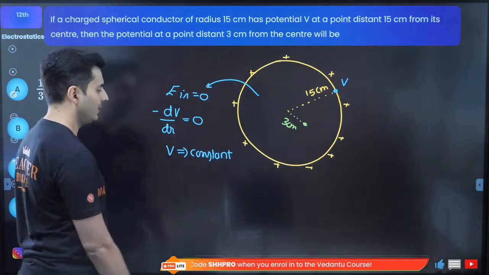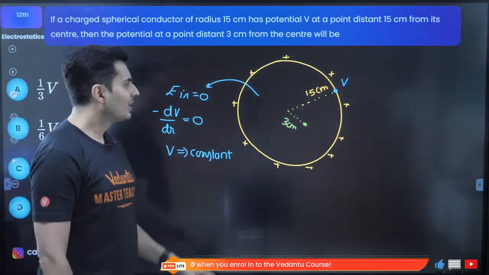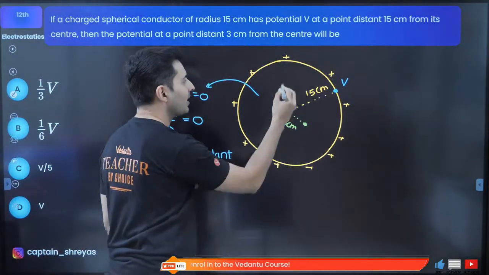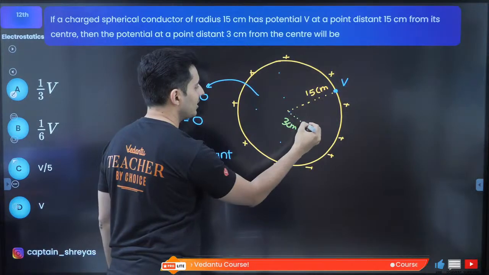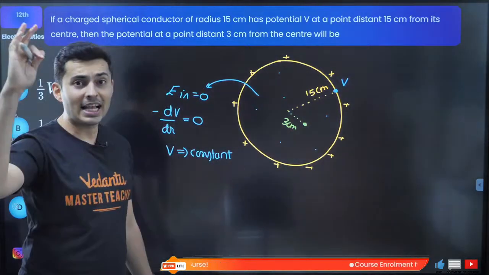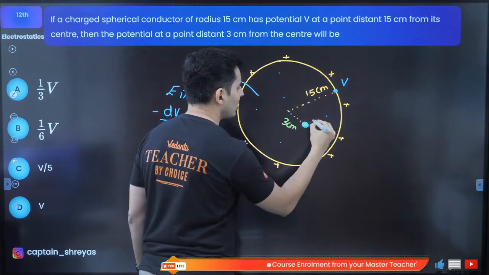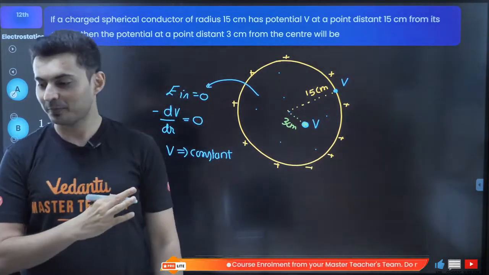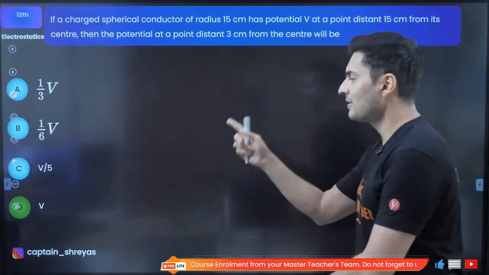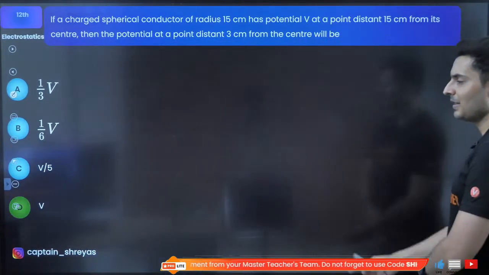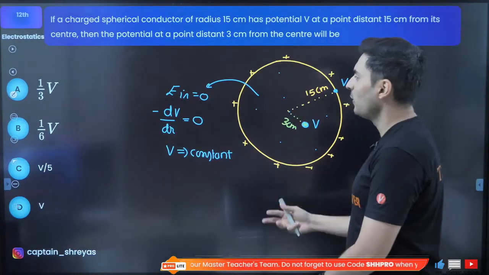Potential will be constant. What does that mean? That means not just this point, but this point, this point, every point has the same potential. So there is no doubt about it that this point also has potential V only. Hence the correct answer is option D. That's the beauty of this question.